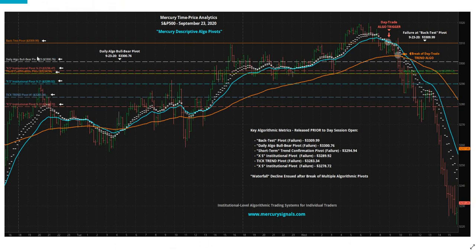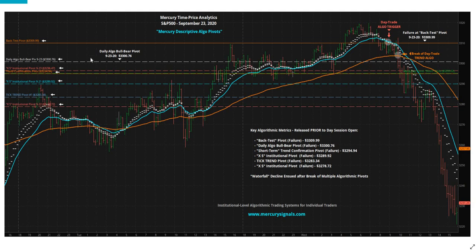This is what happened yesterday. You have a failure at the backtest pivot. And then you come down and you break the daily bull bear pivot. Then you break the X5 institutional pivot. Now this X5 pivot, the time cycle that this runs on is over 7 hours per bar. You see, the institutions, they're not trading off of 5-minute and 10-minute bars. So every morning, a little bit into the day session open, we provide you with our X5 pivot, and that is a key level.